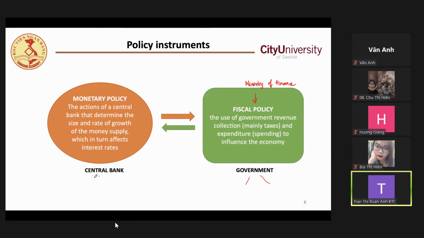But on this side, the central bank determines the growth rate of money supply. That finally impacts the interest rate. And you know that the interest rate is the price of capital on the financial market: how much you should pay to lenders, how much you should pay as the borrower. We use the interest rate as the price.